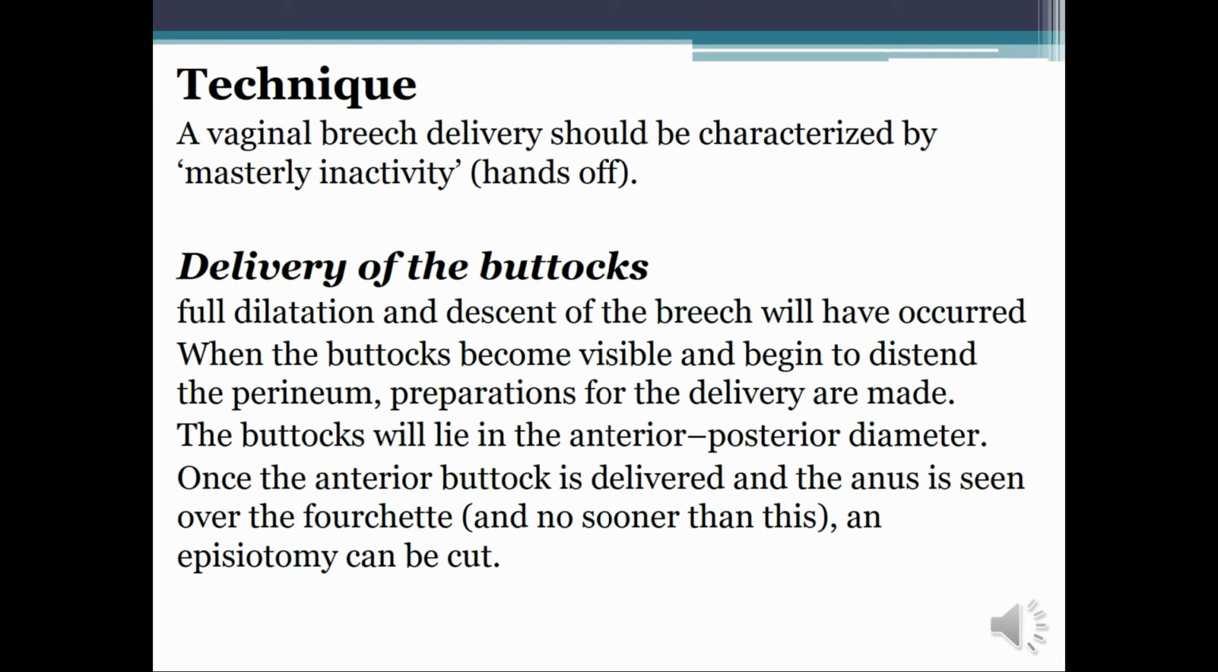Vaginal breech delivery should be characterized by masterly inactivity, which we call hands-off delivery of the buttocks. Full dilatation and descent of the breech will have occurred when the buttocks become visible and begin to distend the perineum. Preparation for the delivery is made. The buttocks will lie in the anterior-posterior diameter. Once the anterior buttock is delivered and the anus is seen over the forehead, and no sooner than this, an episiotomy can be cut.